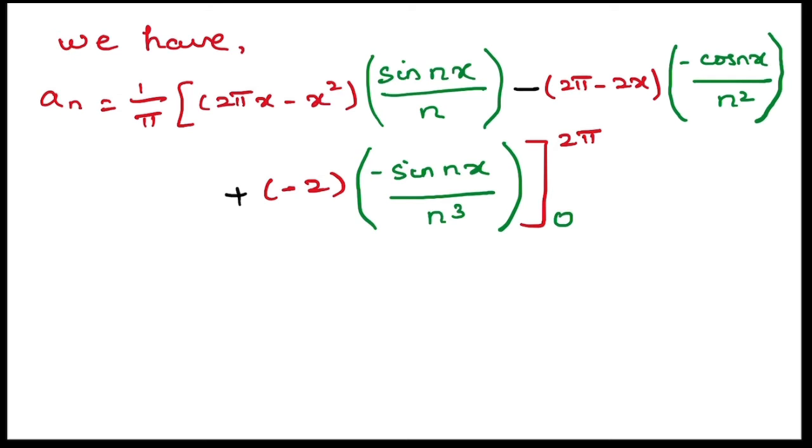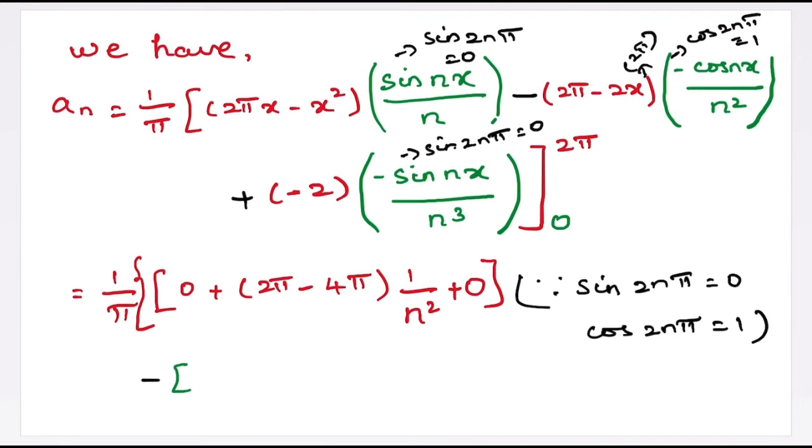We have an is equal to 1 by pi into 2 pi x minus x square into sin nx by n minus 2 pi minus 2x into minus cos nx by n square plus of minus 2 into minus sin nx by n cube with the limits 0 to 2 pi. Now apply the upper limit 2 pi which is in red color. First term becomes 0 as sin 2n pi is equal to 0. Second term becomes 2 pi minus 4 pi into 1 by n square. Since cos 2n pi is equal to 1 and minus will become plus there. And the third term will become 0 as sin 2n pi is equal to 0.